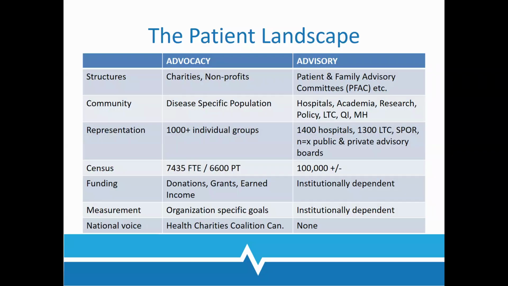Let's take a quick look at the patient involvement landscape. There are two specific streams of involvement. On the left side is the advocacy community, composed of charities and nonprofits, generally representing a disease-specific population. There are over 1,000 groups for physical diseases, and this does not include mental health and addiction. They employ about 7,400 full-time and 6,600 part-time employees, with funding coming from donations, grants, and earned income.